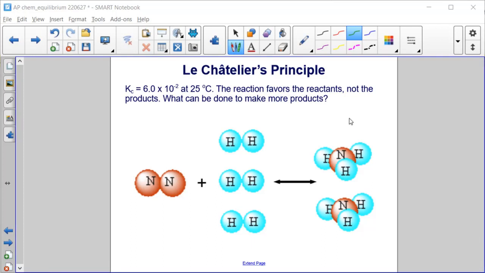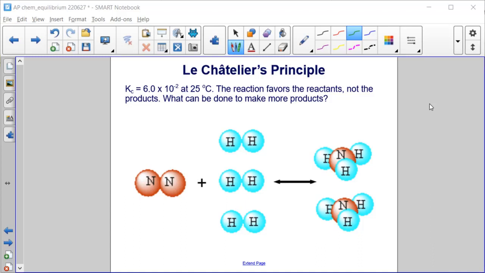Kc for this reaction at room temperature, 25 degrees C, is 6.0 times 10 to the minus 2. That's a K value that's less than 1. We talked in a previous section that values of K that are less than 1 are reactant favored. So this reaction favors the reactants, not the products. So on its own at room temperature, this reaction is not favorable.